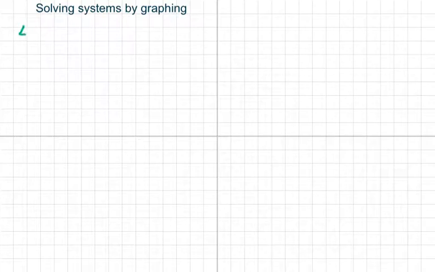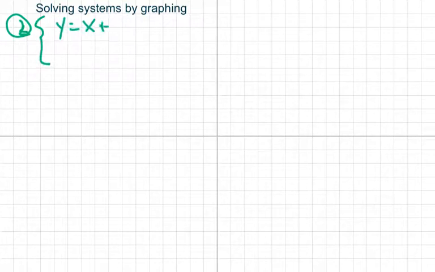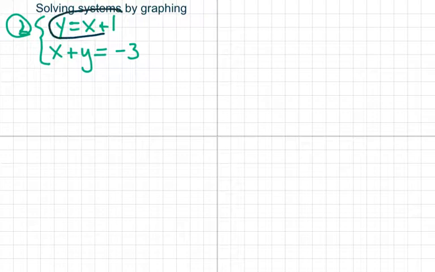For my second example, I have the system y equals x plus 1, and x plus y equals -3. Alright, so in the top equation, I'll do that one in black. My y-intercept is 1, so I start at 1 on the y-axis. My slope is 1 over 1. It's the coefficient in front of the x, so that means I rise 1 and I run 1.